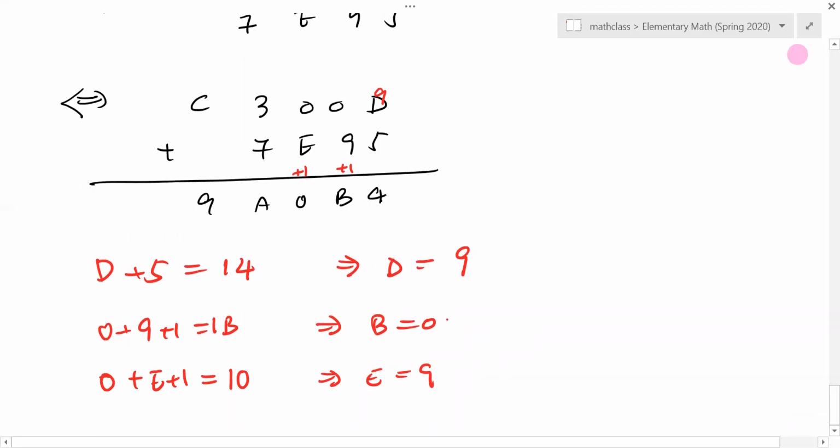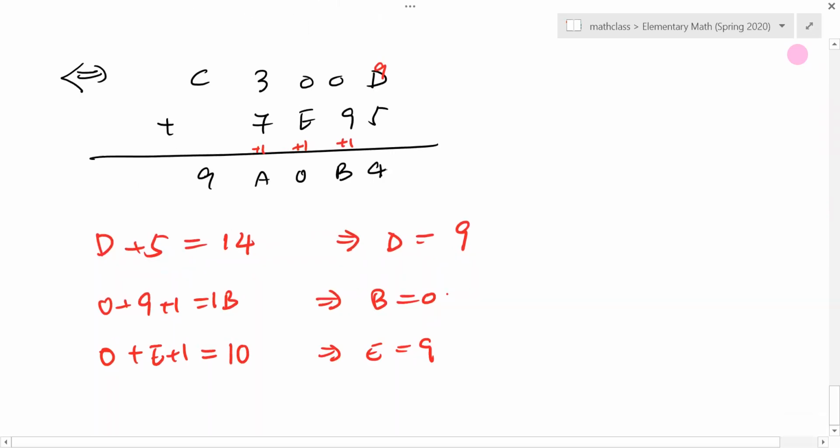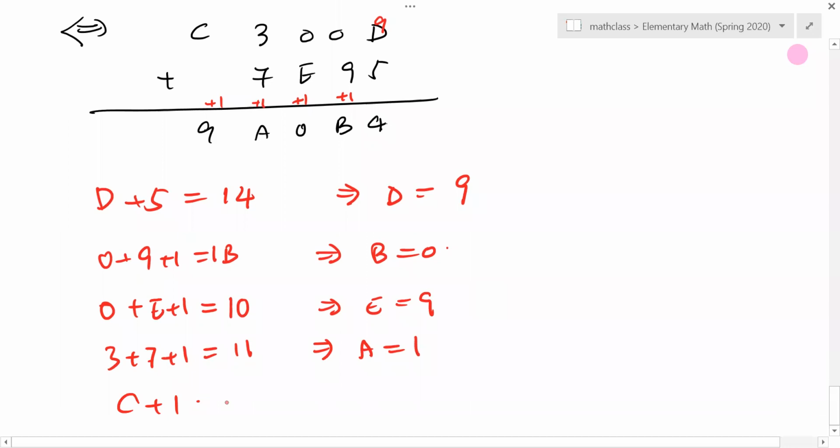Then you add the 1. Then 3 plus 7 plus 1 is going to be 11. So that implies A is going to be 1, right? Then you add the 1. C plus 1 equals 9. That implies C equals 8. So that's how we solve the problem. It's not that difficult.